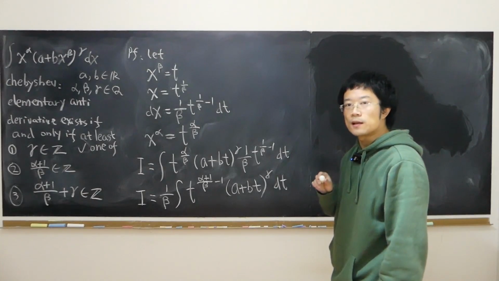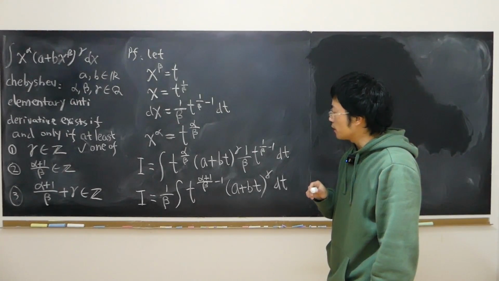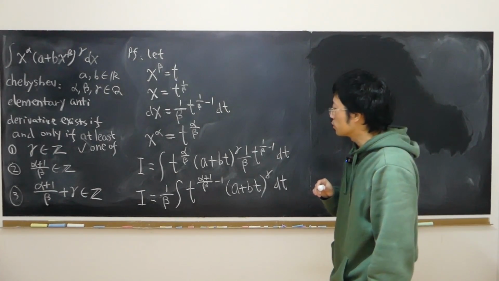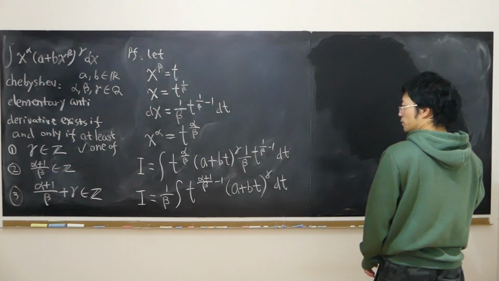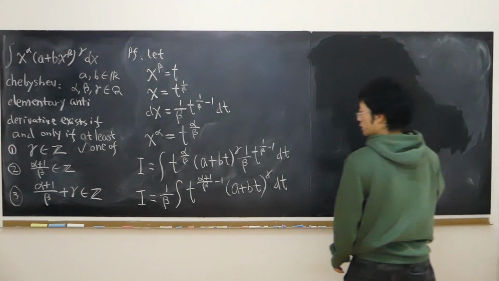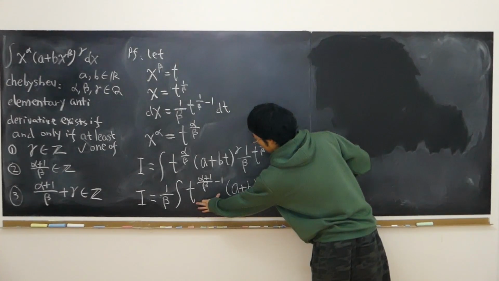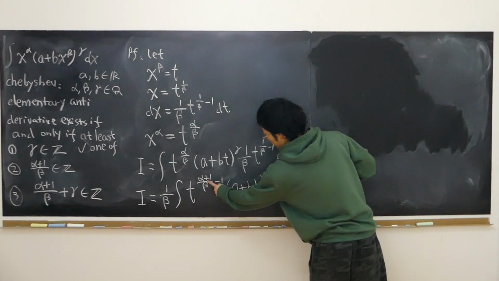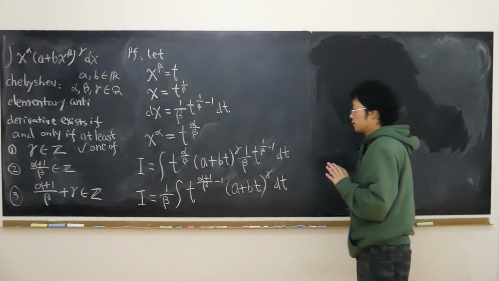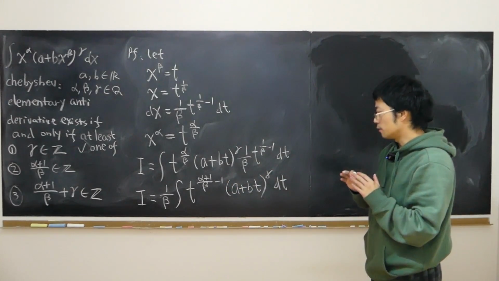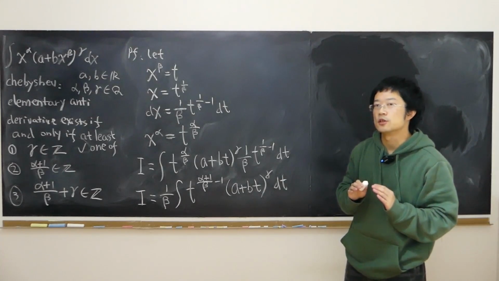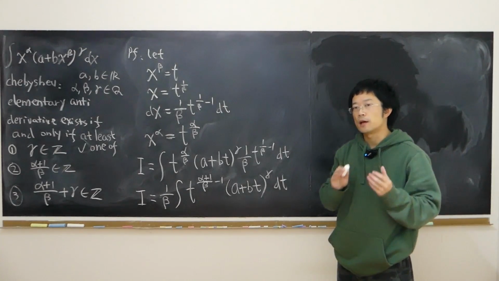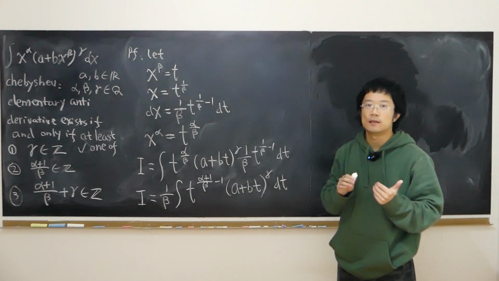So when alpha plus 1 over beta is an integer, what will happen now? Again, let's look at this term. This is now an integer. Integer minus 1 is still an integer. If it's a positive integer, then we have a polynomial. If it's a negative integer, we again have a rational function in terms of t.